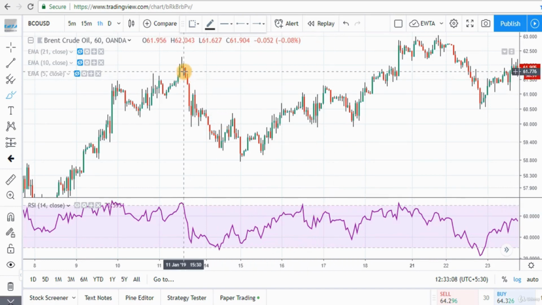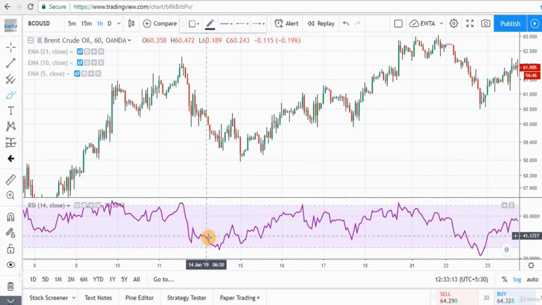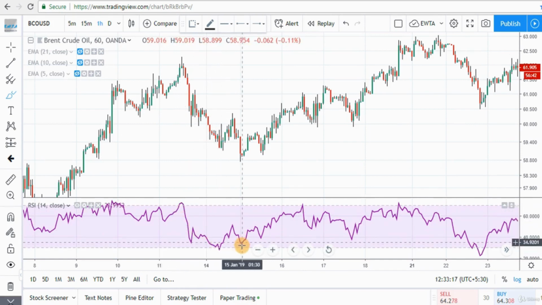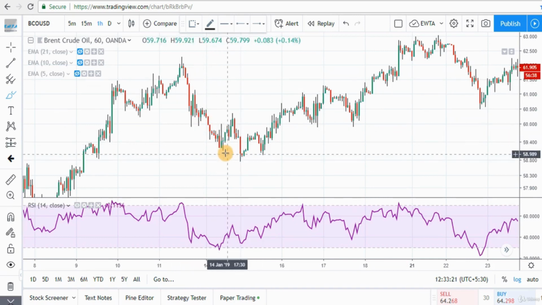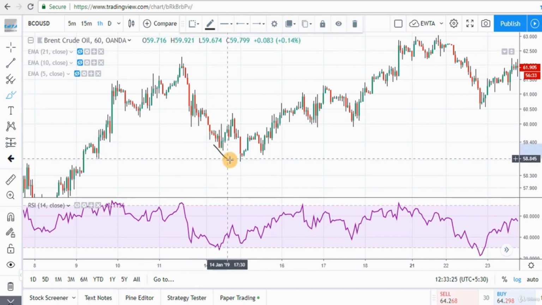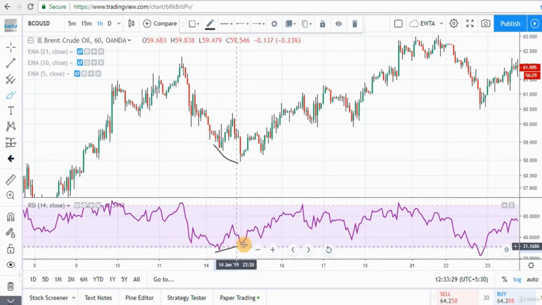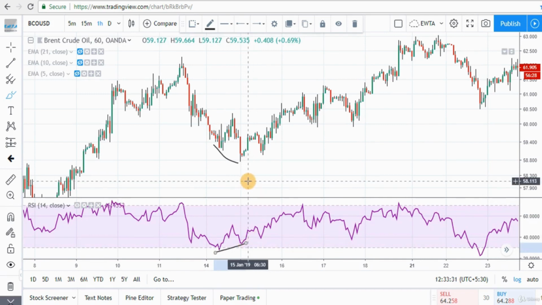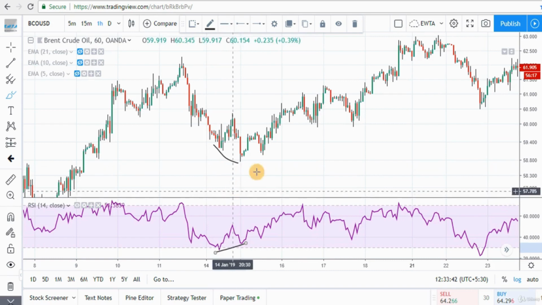You can see here that prices are moving in a downward direction, and RSI is also moving in a downward direction. But see these two troughs. These are the troughs of the prices and they are going in a downward direction. But RSI's trough is going in an upward direction. So prices and indicator are moving in opposite directions.